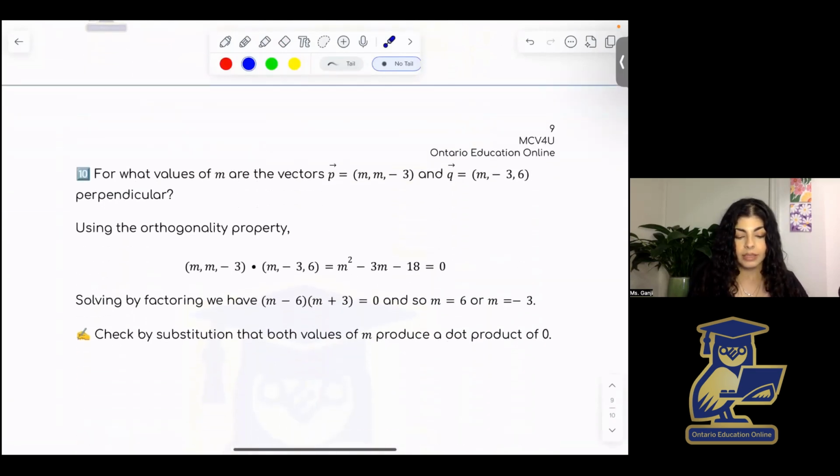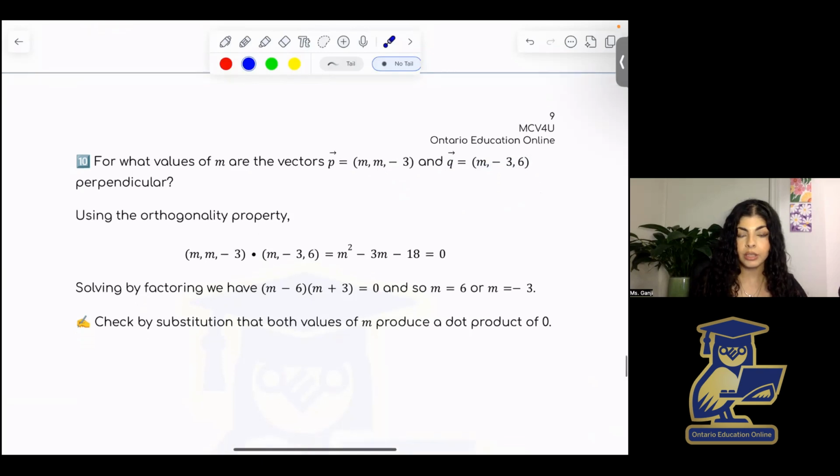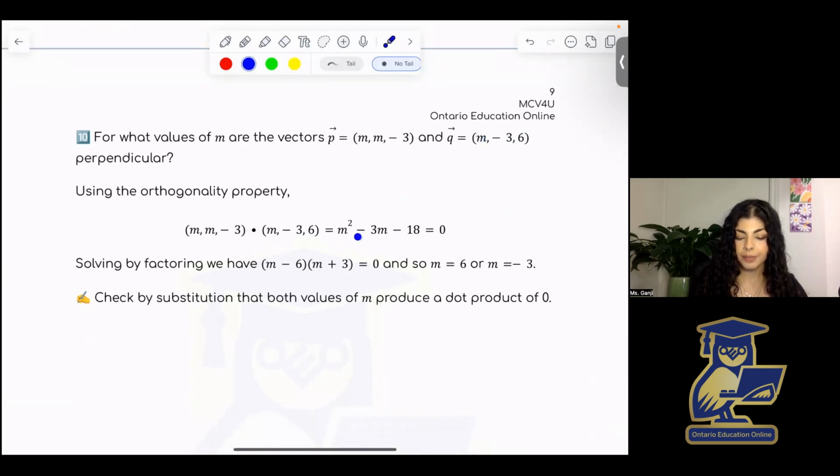We can also be asked this question, that you'll see these types of questions as well. So for what values of m are the vectors p and q perpendicular? So p is given by m, -3, and q is given by m, -3, 6. So here we're using the dot product of algebraic vectors, which gives me m squared, m times m, and then minus m times a -3, which is -3m, and then -3 times 6, which is -18. And this has to be equal to 0 for these to be perpendicular.